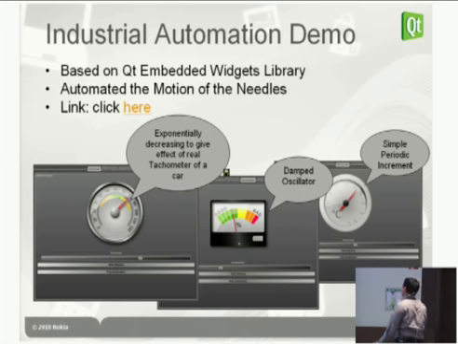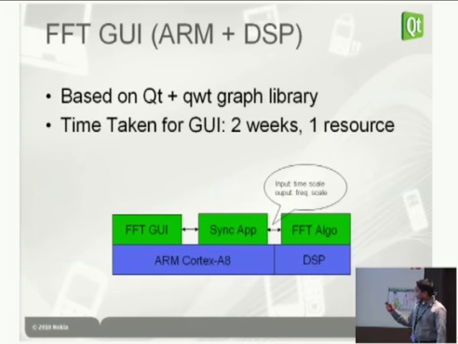The second is the industrial demo that we made. Again, this is a very standard demo that you all have seen. We have just automated the needle to give it more of a tachometer look and more of a damped oscillation look and so on.